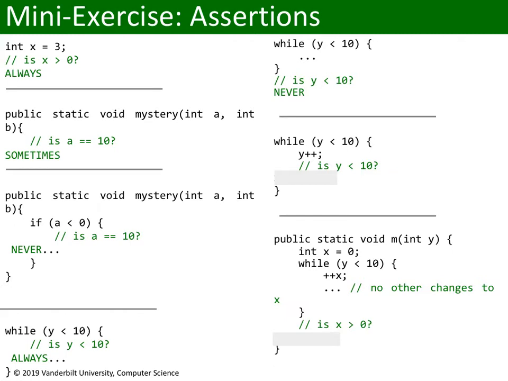So that's a way in which this would be not true. And a way in which it would be true would be if y had been equal to 8. 8 is less than 10. We enter the loop. We increment y. Y is now 9. Is y less than 10? Yes. So we are able to manipulate the values of these variables and achieve both a yes and no answer. So that means the answer here must be sometimes.